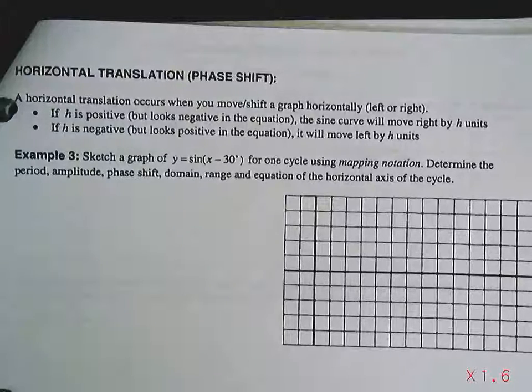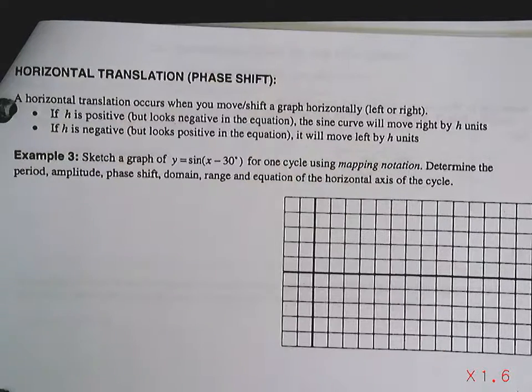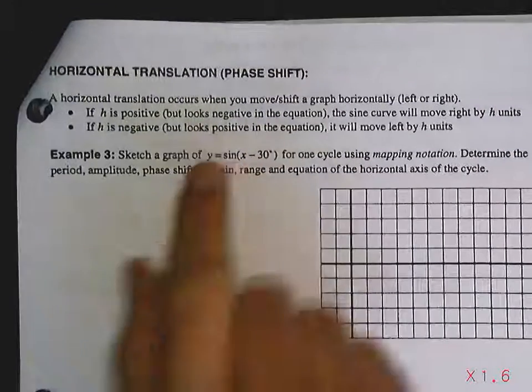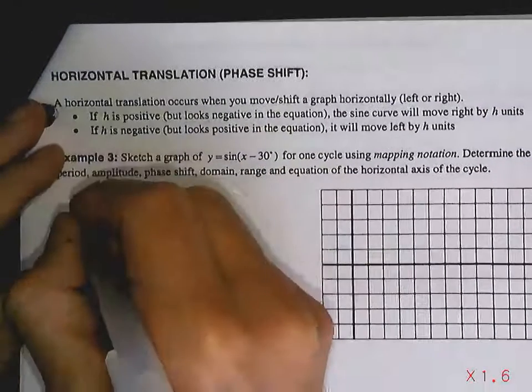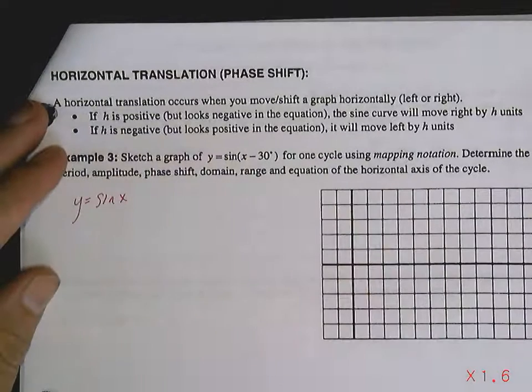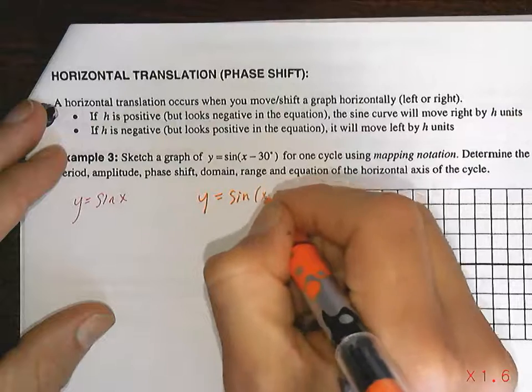Okay, horizontal translations, also called horizontal phase shifts. Again, a bunch of words at the top. I really don't care about the words. Let's take a look at what we're dealing with. So I think we should start with sine x again, and then graph what they're asking us to graph, which is y equals sine (x minus 30).